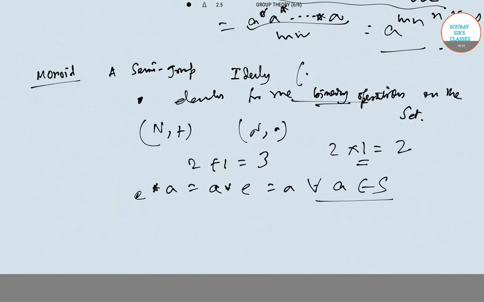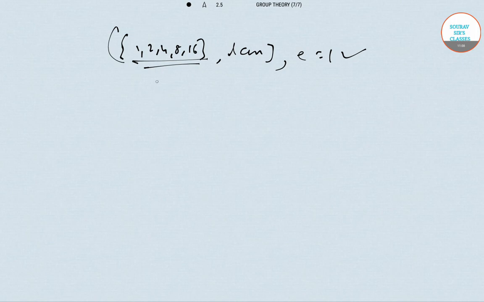Let's talk about some monoid-based ideas. So 1, 2, 4, 8, 16 with the LCM and e equal to 1 will form a monoid. If we take the LCM, 1 is taken into consideration. And even in the case of matrices also we can see a monoid structure coming. So there has to be an existence of the identity element.